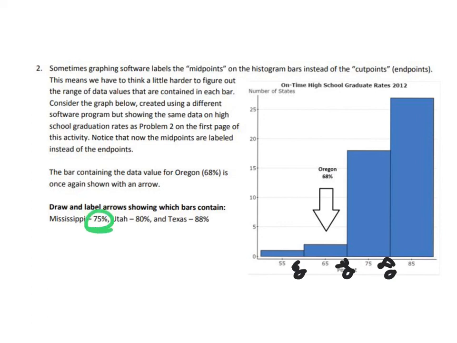That means for 75, this is Mississippi. 80 would go in here. That's Utah. And Texas is 88. So Utah would also be, Texas would also be in here because this would be 90 down here. And so that would also be in the last bar.